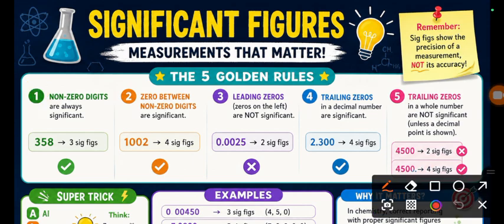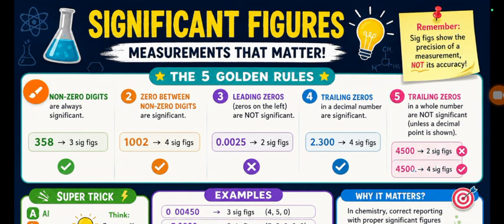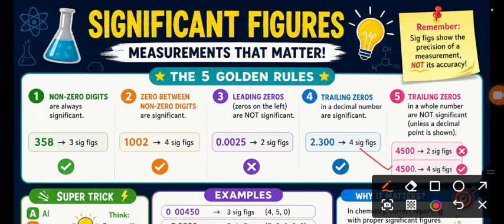The fifth rule says that trailing zeros in a whole number are not significant unless a decimal point is shown. As in this number, decimal point is not shown. 4 and 5, only these 2 figures are significant. Whereas in another example, you can see 4500, there is a decimal point shown. That's why the trailing zeros are significant. So 4 significant figures are there.